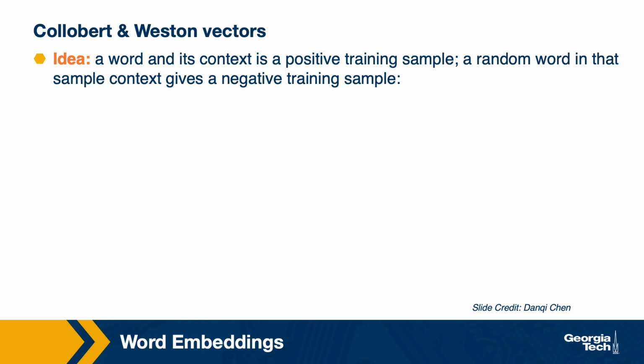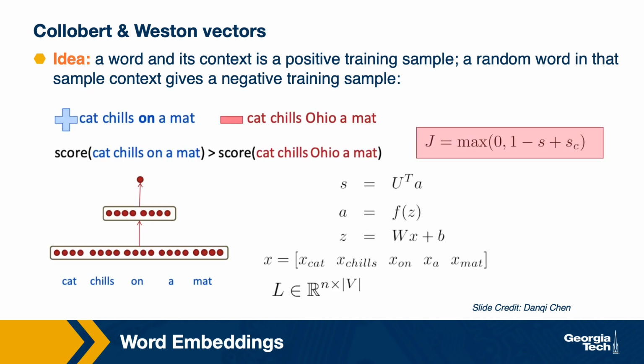Now I'll briefly introduce the Collobert and Weston vectors. The idea comes from the fact that a word and its context is a positive training example, and a random word in the same context gives a negative example. In this example, the positive example is the phrase "cat chills on a mat". If we take the random word Ohio, the negative example becomes "cat chills Ohio a mat". Obviously, that doesn't make much sense.